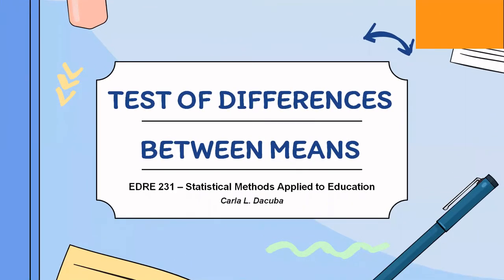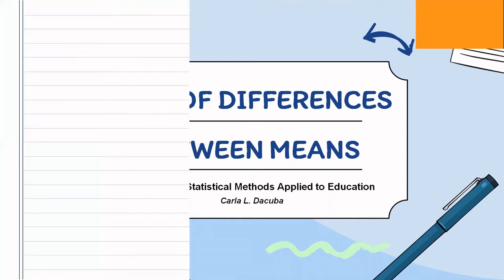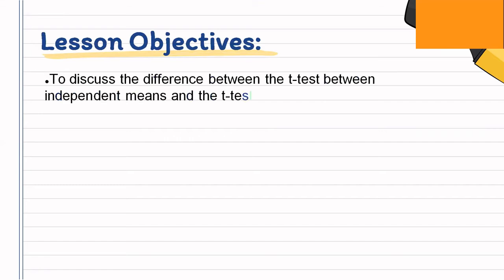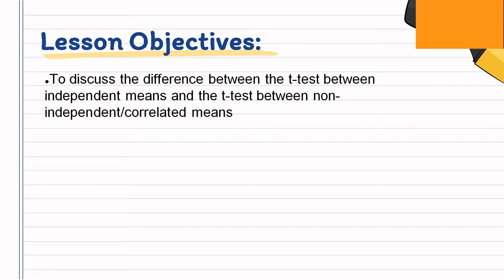Today, we are going to talk about the test of differences between means. We will discuss the difference between the test between independent means and the t-test between non-independent or correlated means.